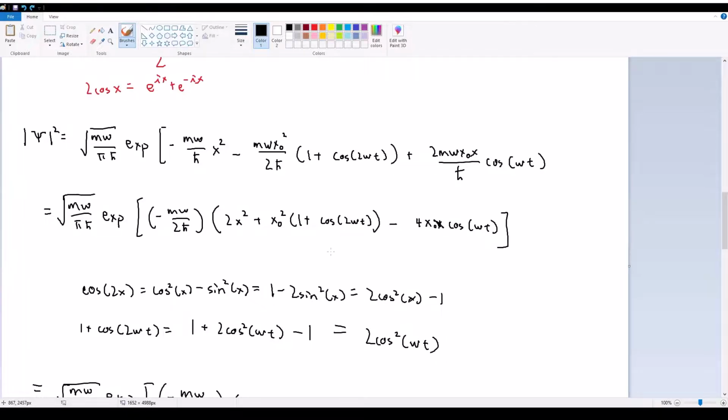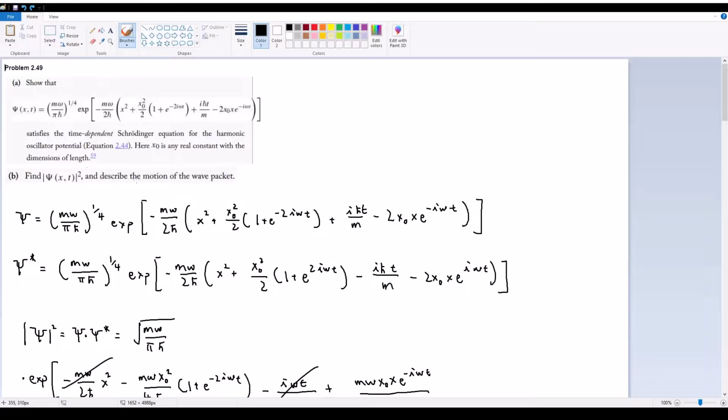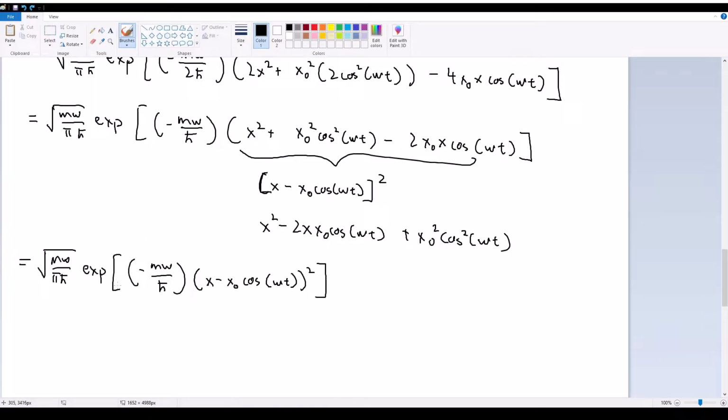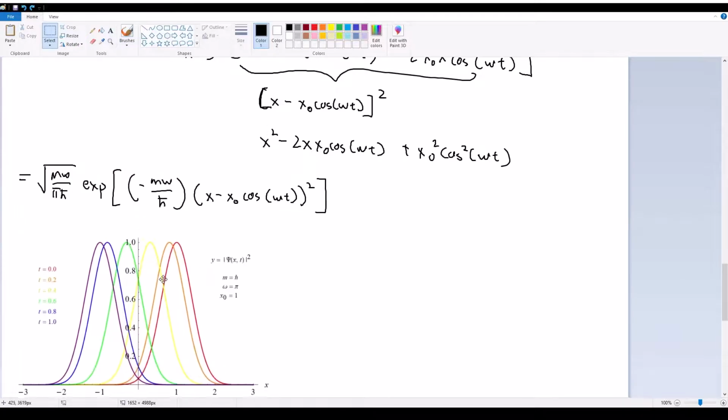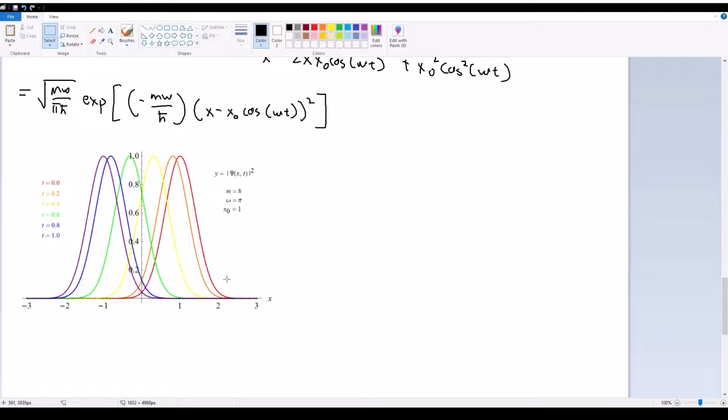You can just graph this according to what the problem said, which is to describe the motion of the wave packet. You could just plug that into Desmos, but this is just easier to write and also easier to plug into Desmos. So if I do that, if I just copy paste, if you were to plug this into Desmos, what you'll find is that this takes on the shape of something like a bell curve, and the bell curve turns out to oscillate with respect to time.